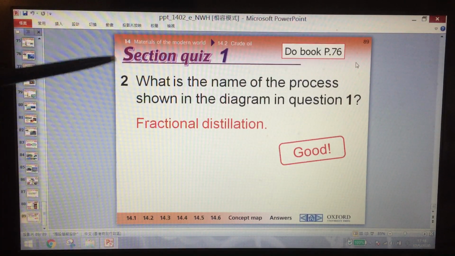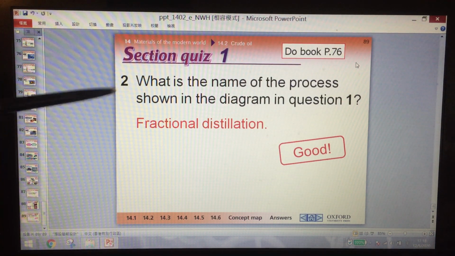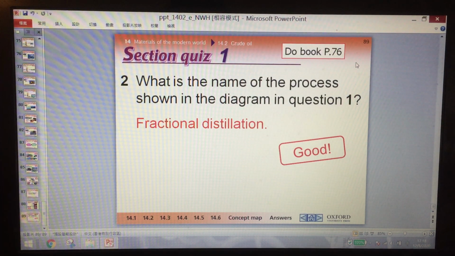Okay, last question. What is the name for the process in the diagram in question 1? The process is fractional distillation.